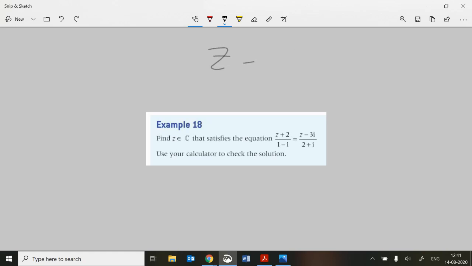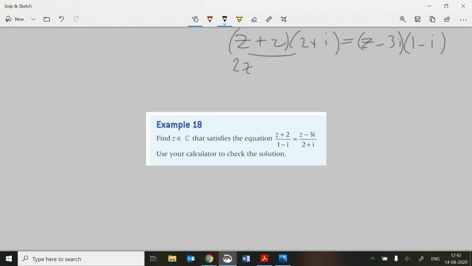Or do you try and get as far as you possibly can just using z and then see where you get stuck? My suggestion would be try and take this as far as you possibly can, but be aware of the fact that z is a plus bi. So let's try and do that. So we've got (z plus 2) times by (2 plus i) equals, not 2, (z minus 3i) times (1 minus i) here. That's just our cross multiplication. And then when we multiply this out, we're going to get 2z.